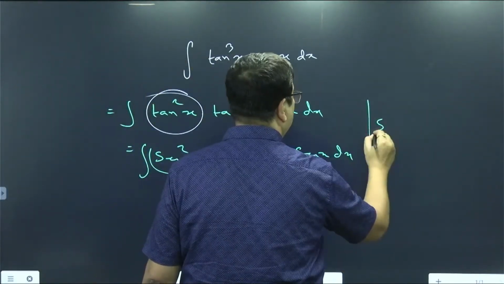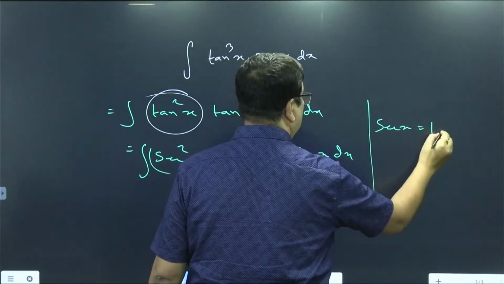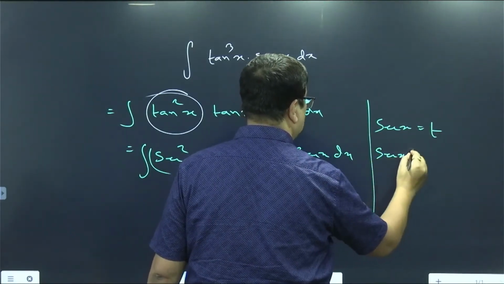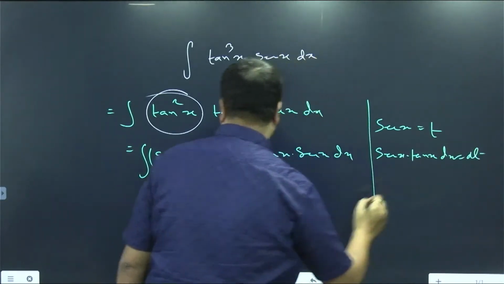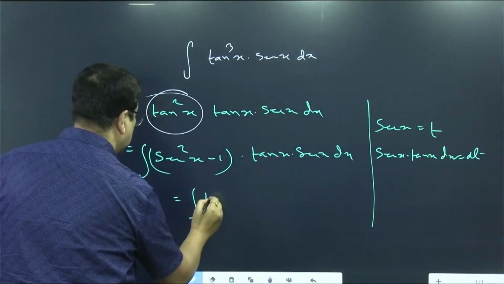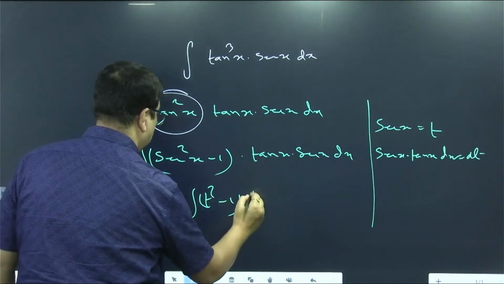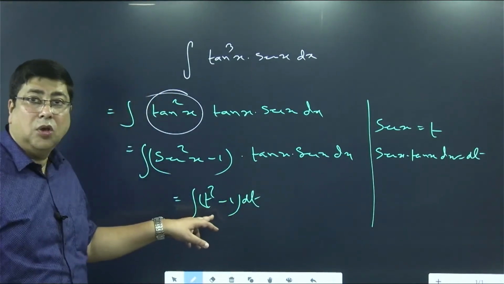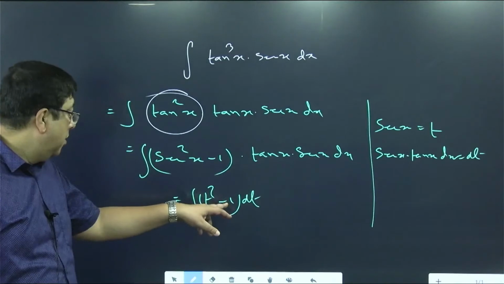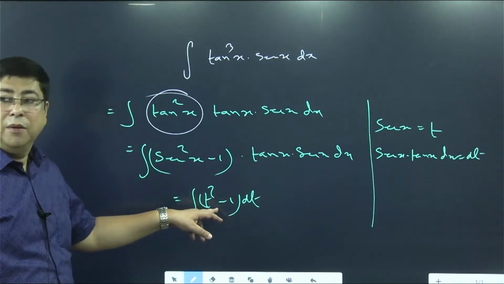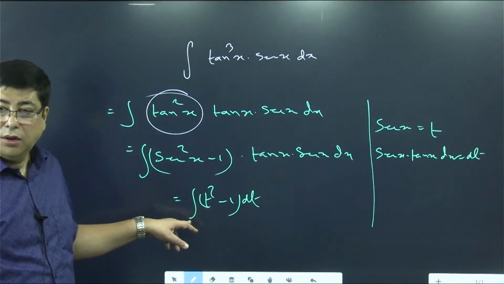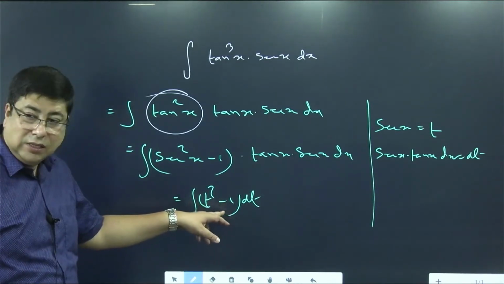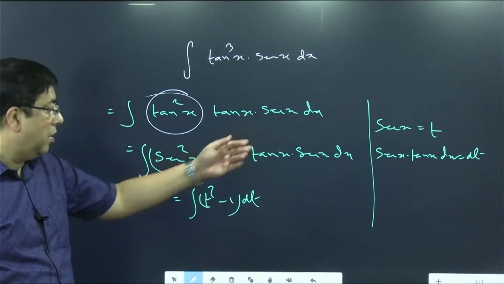Therefore we can write sec x equal to t. So sec x tan x dx equal to dt. So we can write this as t square minus 1 dt. T square is t cube by 3 and 1 dt means t. So t cube by 3 minus t plus c and finally you'll put the value.